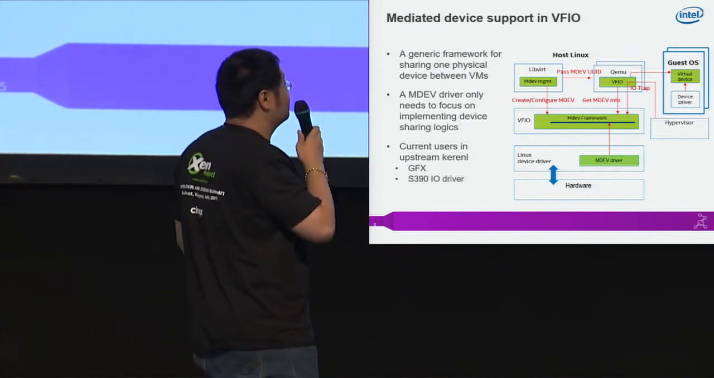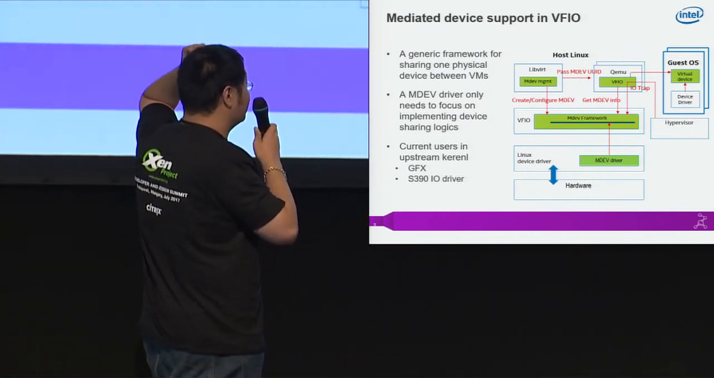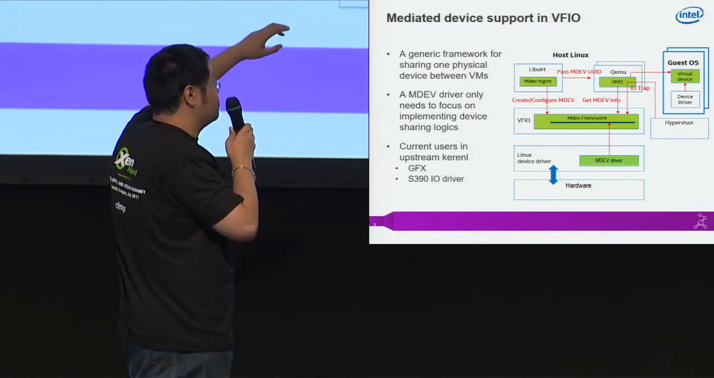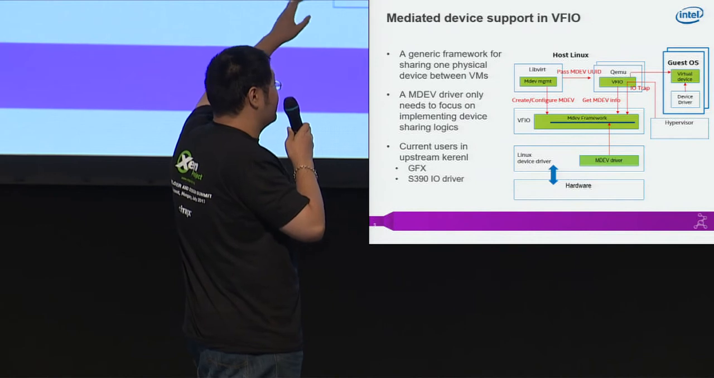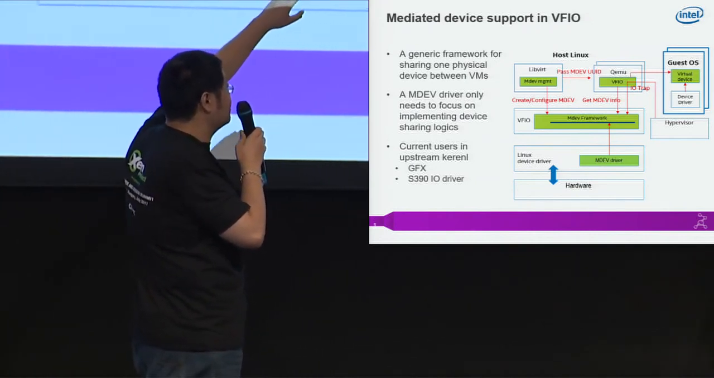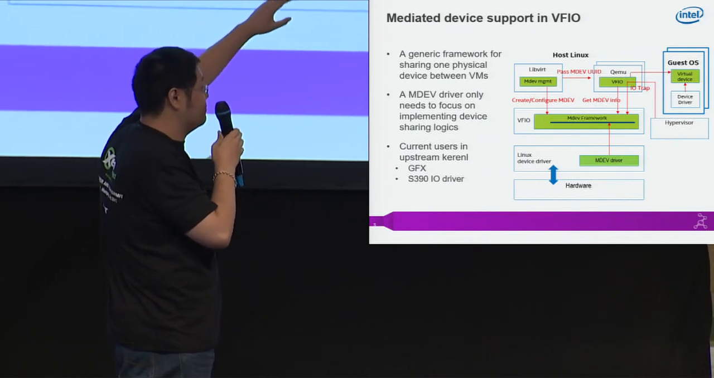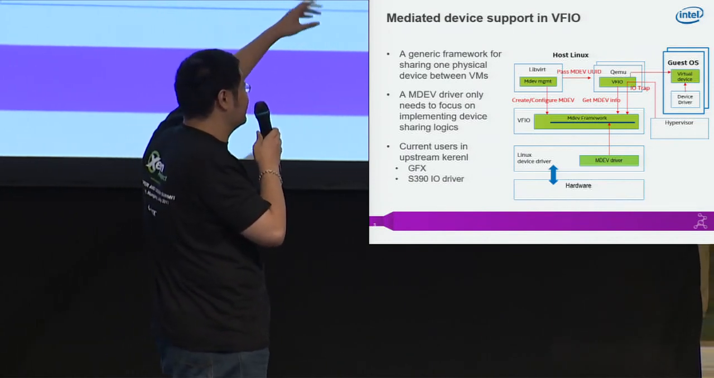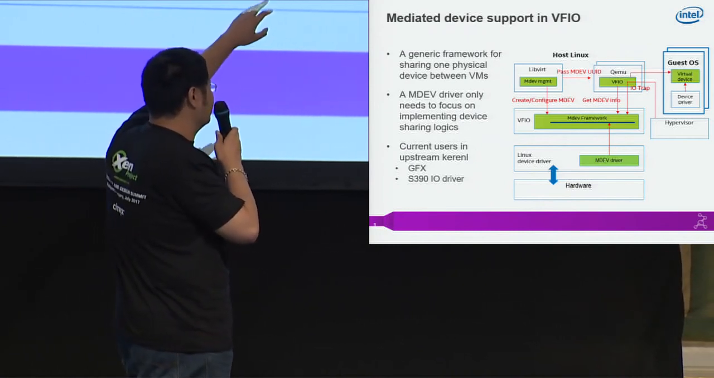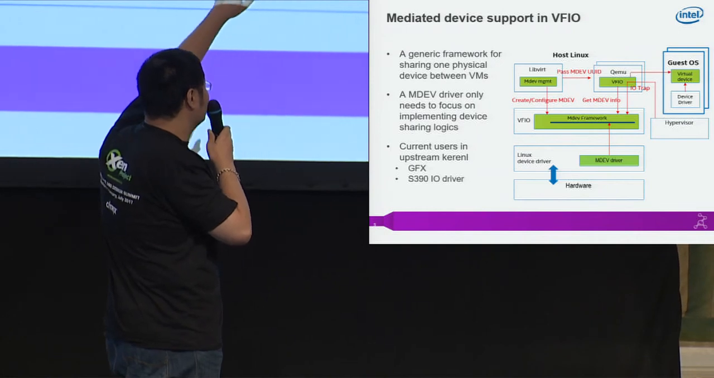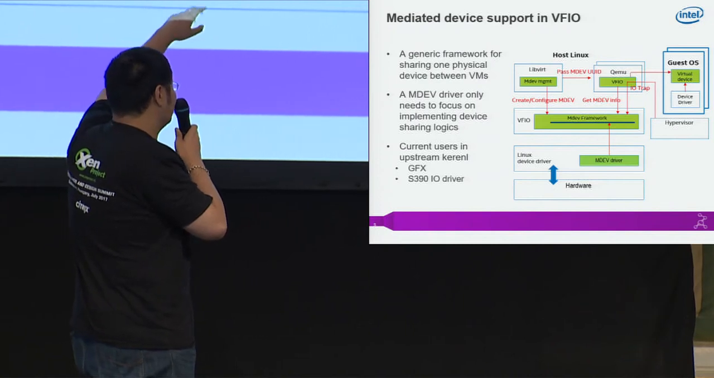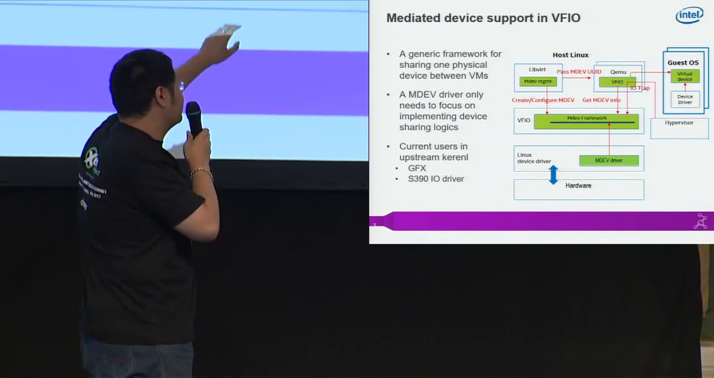So the basic usage model is that you can create and configure the MDEV in the sysfs node, and then you get a UUID, and then you can attach the UUID to QEMU, and then QEMU will present the guest OS virtual device, so that the device driver in the guest OS will attach to the virtual device. And also, just like what I said before, the IO trap will go to QEMU first, and then QEMU will deliver the IO trap to the device model, to the MDEV driver here.